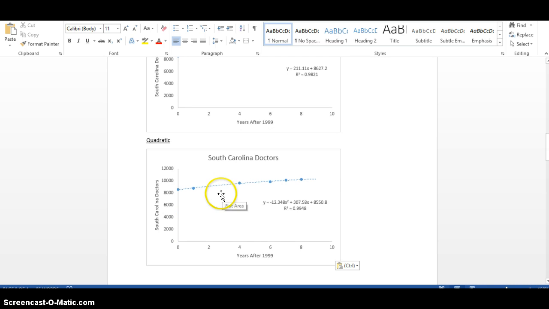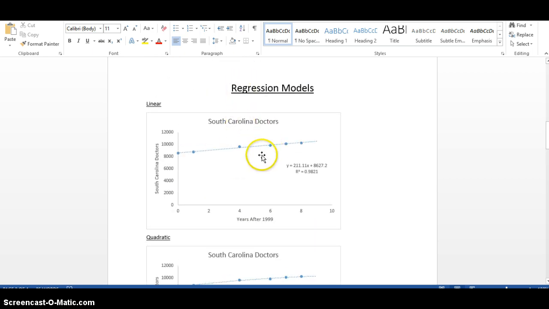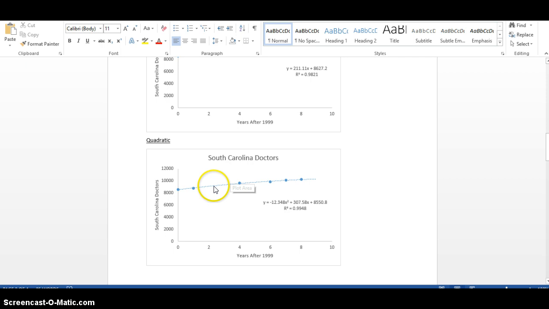And down here is a quadratic formula. Here's the formula right here that I found for the doctors again. I copied and pasted the graph from right here, and we went ahead and edited it to a polynomial trendline. And as you can see, it becomes a little more curved than the linear. The linear is straight, but the quadratic is curved.